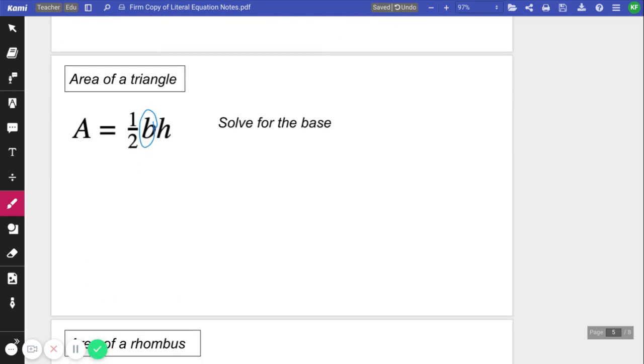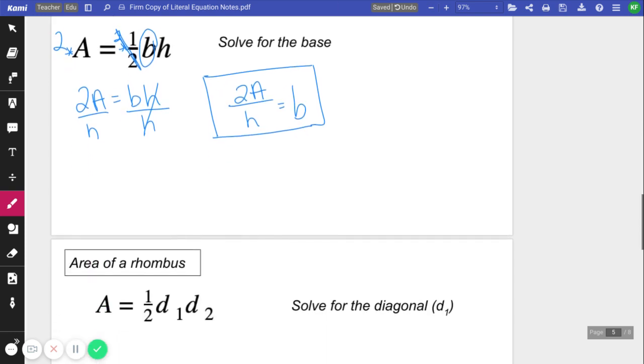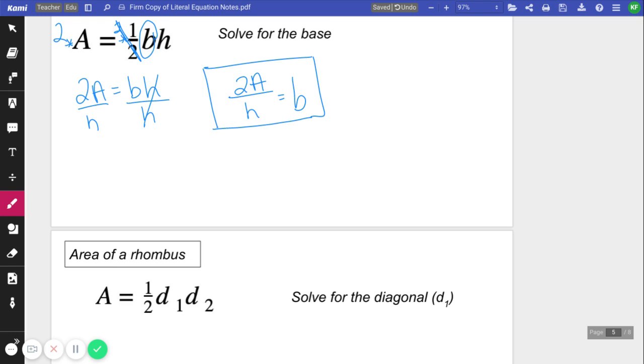So circle b, I see a fraction. I want to handle that fraction first. So I'm going to multiply by 2 on both sides, which cancels on the right and gives me 2a equals bh. Now, if I divide both sides by h, I will get 2a over h equals b. And that is what my base is equal to. So we're just manipulating all those letters and moving them around.